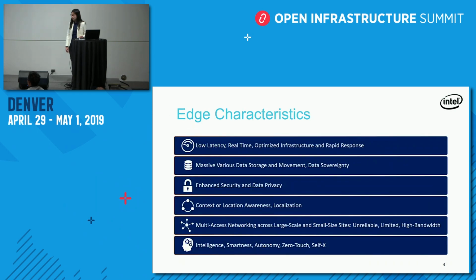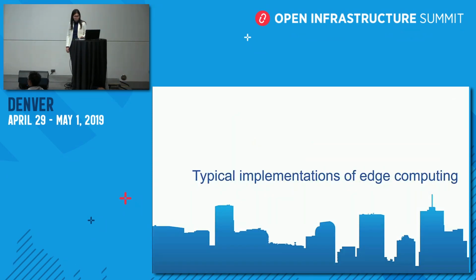So we also have characteristics like this. We may have low latency and real-time interactions. We may have massive data storage and movement, and sometimes we need to enhance security and privacy, and also sometimes context or location awareness. Also, you may need some intelligence or smartness on your edge in order to help you with your computation. So that's just a brief understanding of what edge computing is.